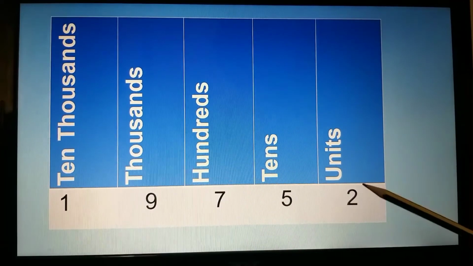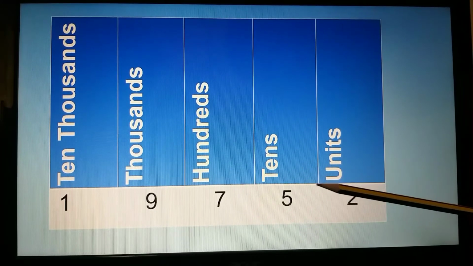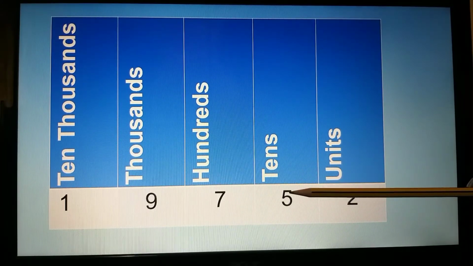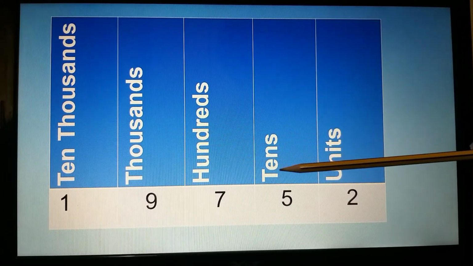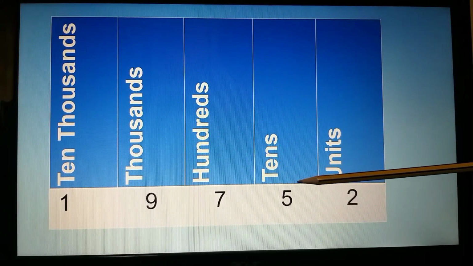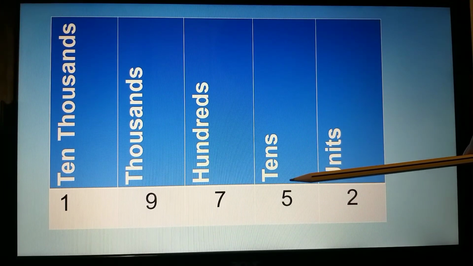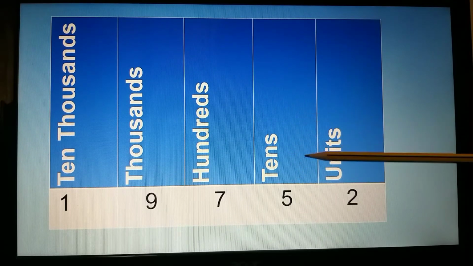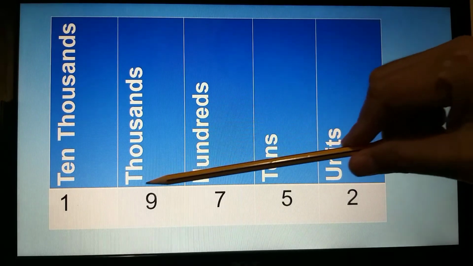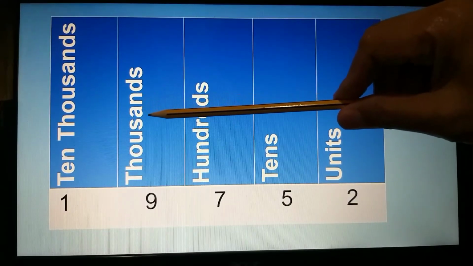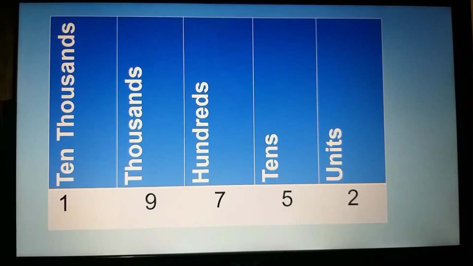So whenever we look at the numbers, we start counting from right to left, and then we see, depending on the position of the digit in the number, what it exactly is. So in this number, this is not just 5, this is 5 tens, and 5 tens is 50. This 7 is 7 hundreds. This 9 is 9 thousands, and this 1 is actually 1 ten thousand.